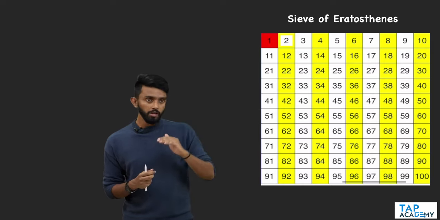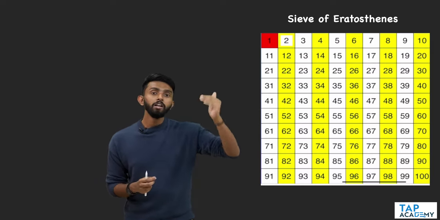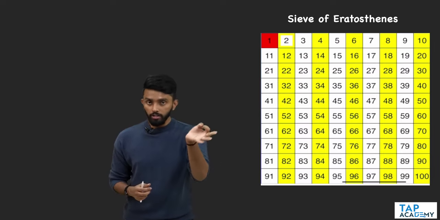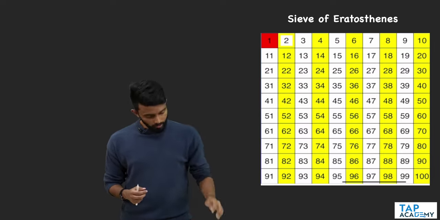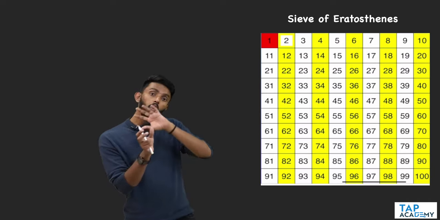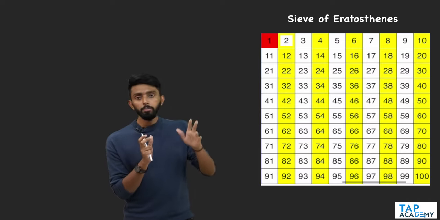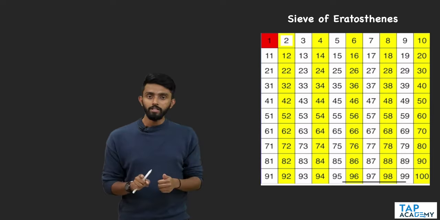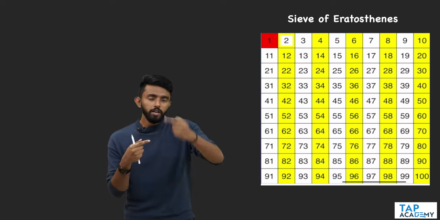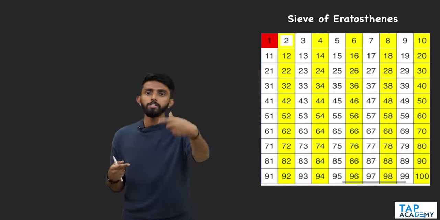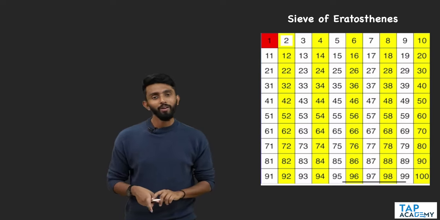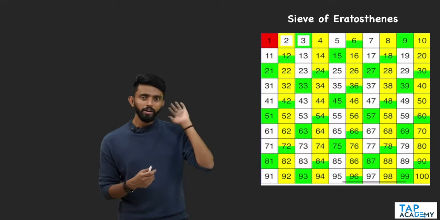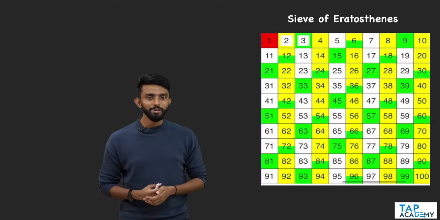Then the algorithm says, find the next unmarked number. The next unmarked number happens to be 3. 3 is also a prime number. Now it says, please go ahead and mark all the multiples of 3. The first multiple of 3 is 3 into 2, which is 6. Then plus 3, plus 3, plus 3, and so on. If you do, you will keep finding all the multiples. And that is what I am showing you, quickly marking all of it. Any confusion till this point in time?